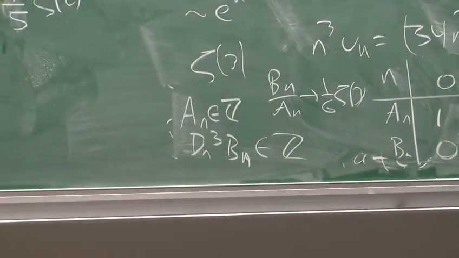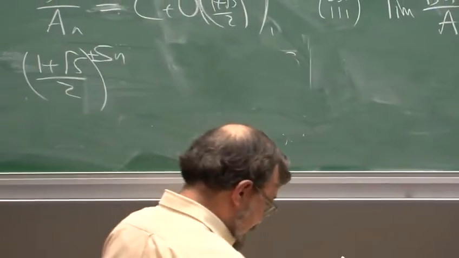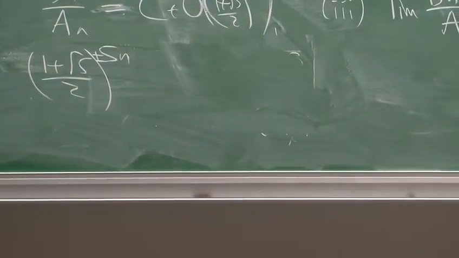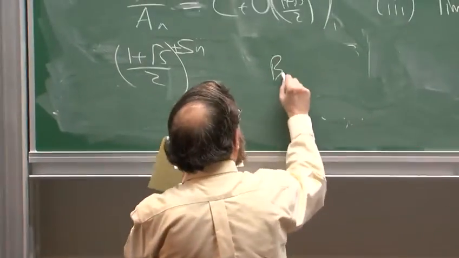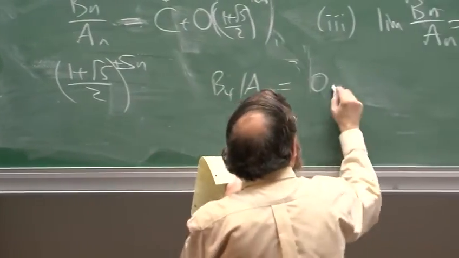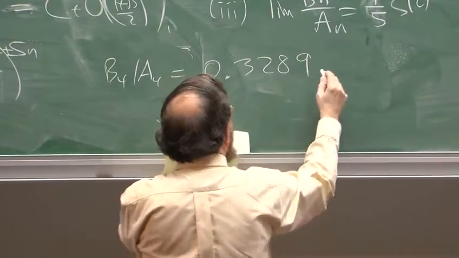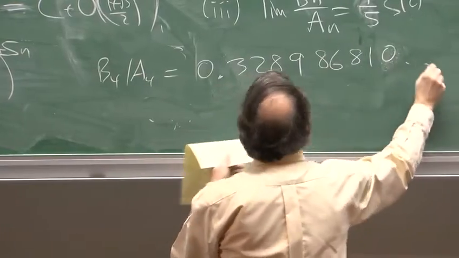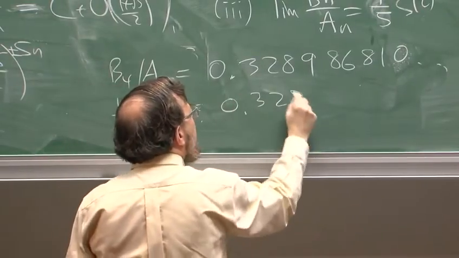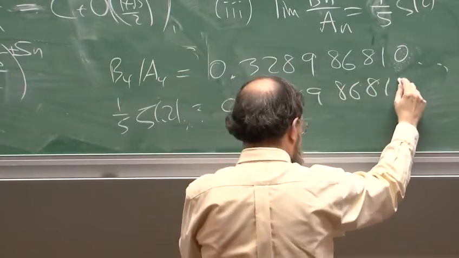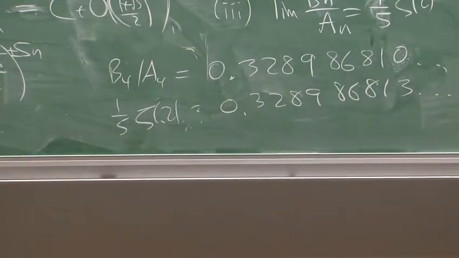And this time b_n over a_n tends to 1/6 zeta of 3. And as I already said, this was very rapid. I have given somewhere a numerical value, not that you need it, to impress you. And anyway, I seem to have lost it. Here it is. So just as an example, b_4 over a_4, I'm in the zeta of 2 case, so it really goes very fast. It's 0.32898681 and so on, and 1/5 zeta of 2 is 0.3289868113. So the convergence is incredibly fast.